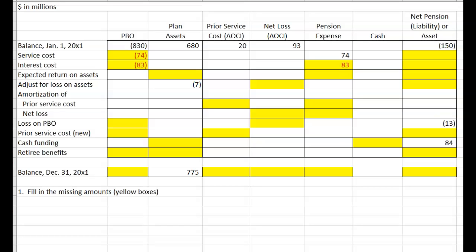As shown in illustration 17-8 of your textbook, and as described on the textbook page prior to that illustration, a loss generated by a change in an estimate will increase the PBO liability. Accordingly, we should show a $13 million credit to the PBO column and add a $13 million debit to the net loss AOCI column.